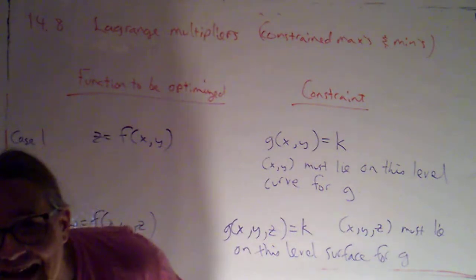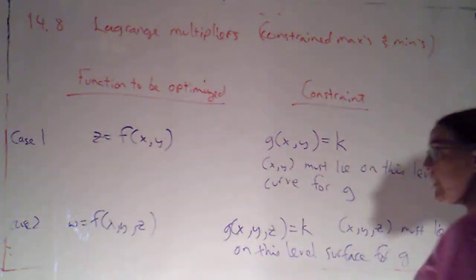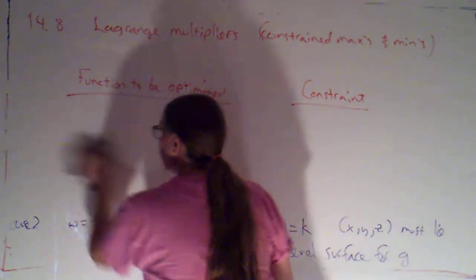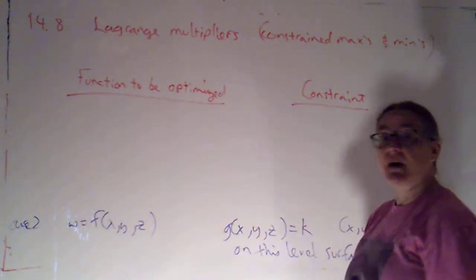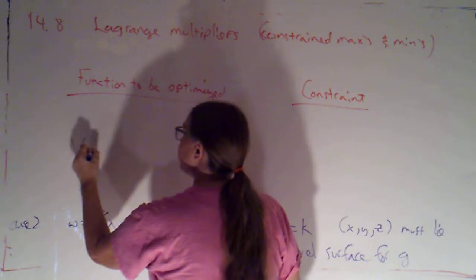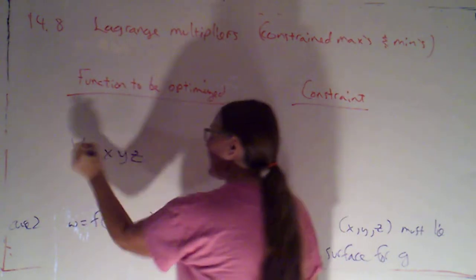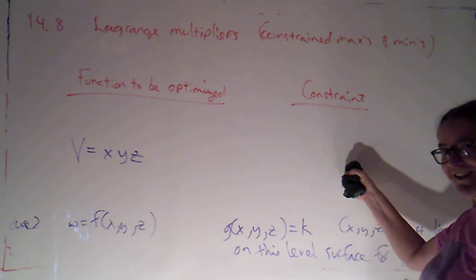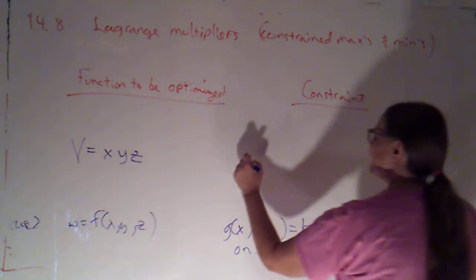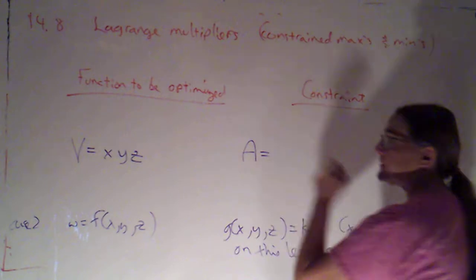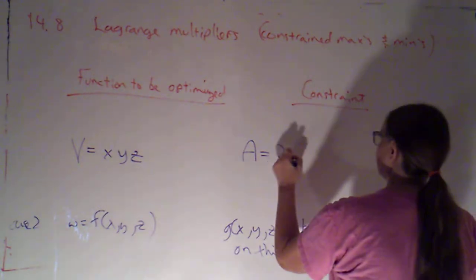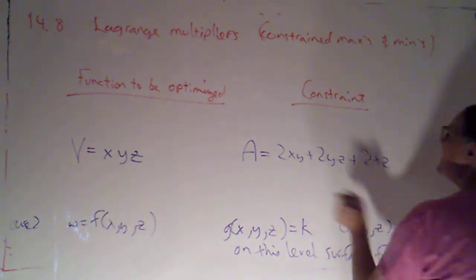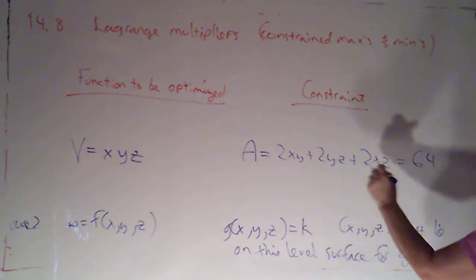Well, we actually ended the last section with an example of something like this. We were trying to maximize volume. We had volume was xyz. That's a function of three variables. Our constraint was the surface area. The surface area, which was also a function of three variables, was 2xy plus 2yz plus 2xz, and that had to be fixed at 64.